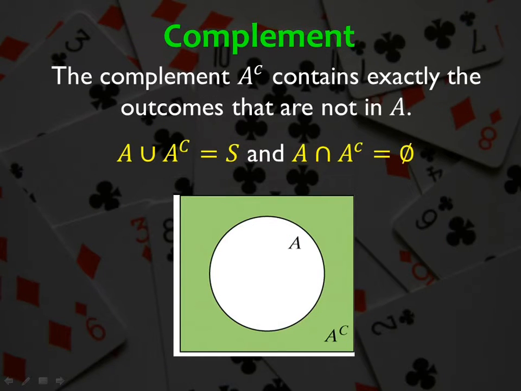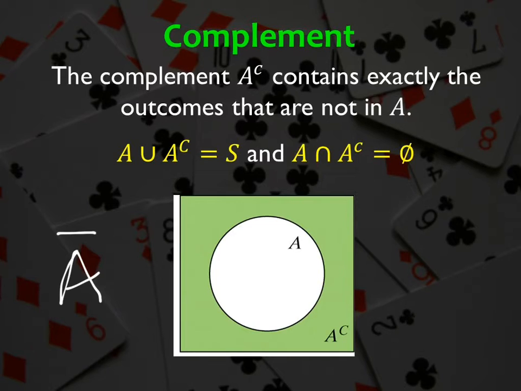The last term for now, the complement. You will see this symbolized A^C. In our book, you will see it symbolized as an A with a bar over it. It means the same thing. The complement A^C contains exactly the outcomes that are not in A. So the union of A and A^C is S, where S is the sample space. It is all elements. The intersection of A and A^C is the empty set.